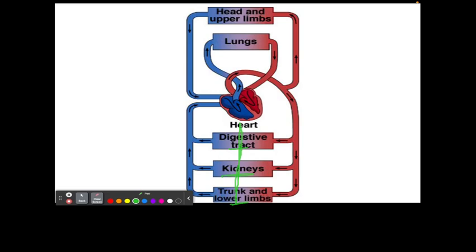And that part of the body just got oxygen and now dropped off CO2 onto the red blood cells. So now the red blood cells have CO2, which means we now have low oxygen and high CO2 levels. We got to get rid of this. We don't want CO2. We want oxygen.